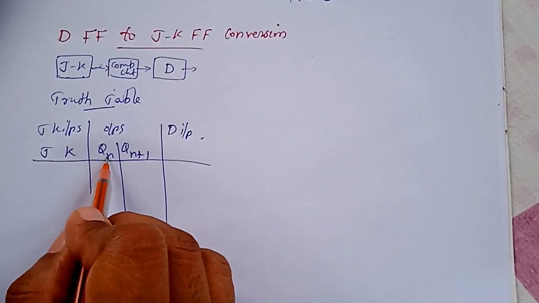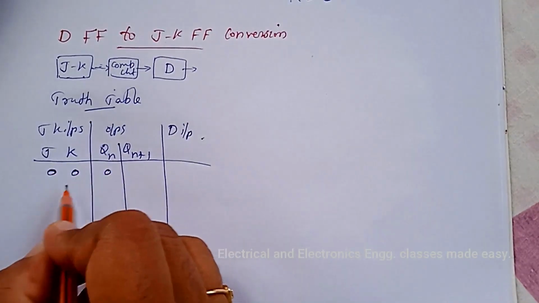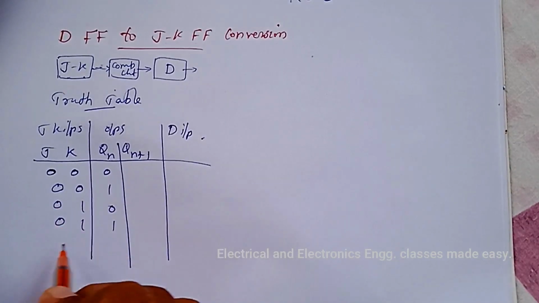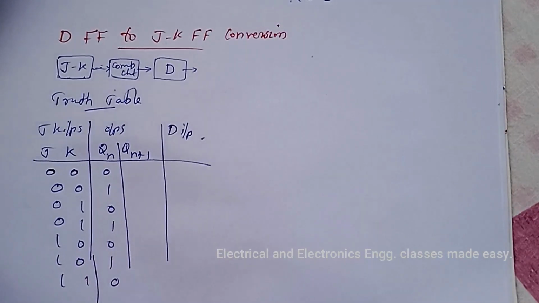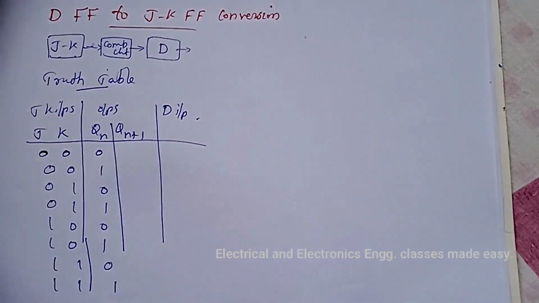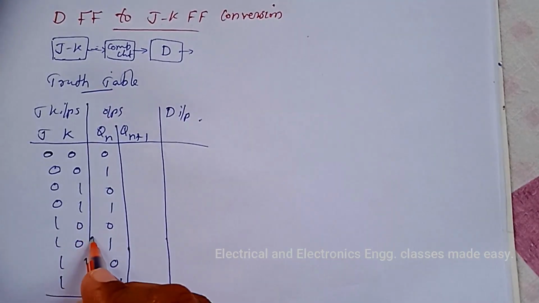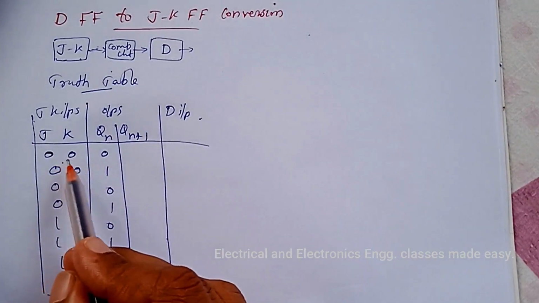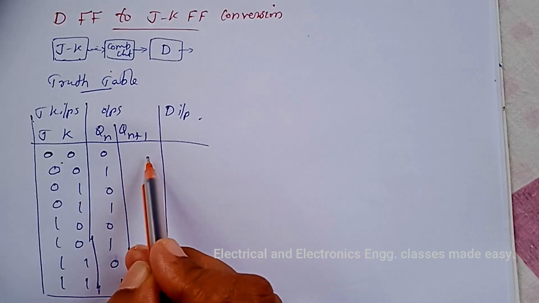With J, K and Qn, the possible combinations are 8. 0, 0, 0, 0, 0, 1, then 0, 1, 0, 0, 1, 1, 1, 0, 0, 1, 0, 1, 1, 1, 0, and 1, 1, 1. So for these JK inputs, the next state to be obtained we have to calculate.